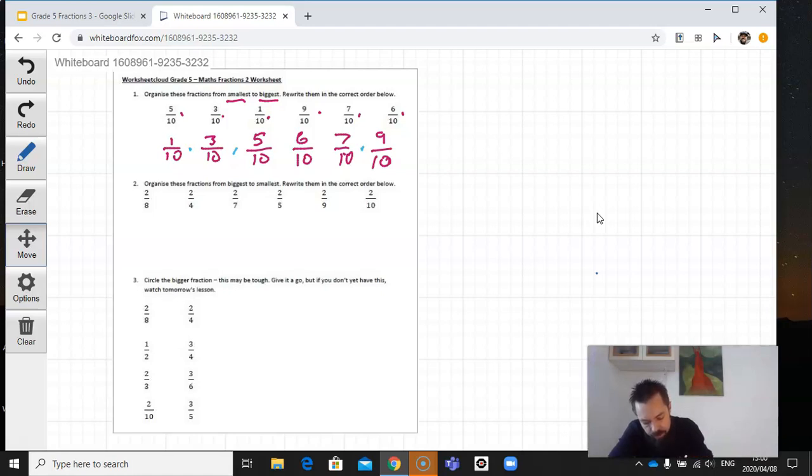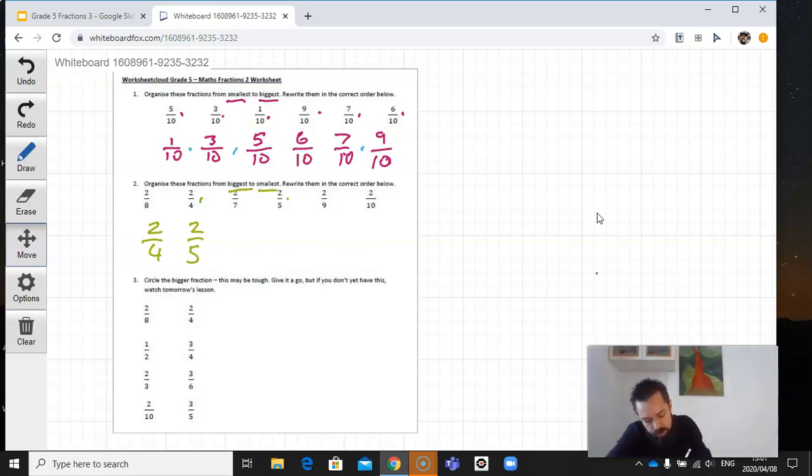All right, having a look at the second set. These ones we needed to organize from biggest to smallest, and this time our numerators are the same and our denominators are different. So we're going from biggest to smallest. So just a reminder that the number at the bottom, the denominator, says how many pieces our whole is broken up into. So we want the least pieces. In other words, the pieces are the biggest. So our biggest would be 2 over 4. The next biggest would be 2 over 5, because we've got 5 pieces that the whole is broken up into.